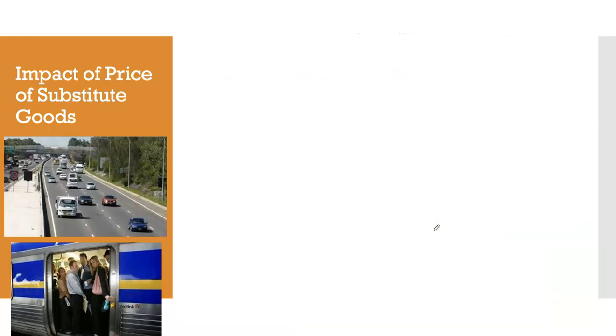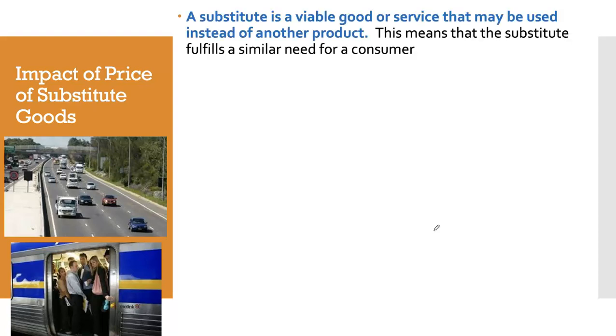The third factor that we're going to talk about is the impact of the price of substitute goods. A substitute is a viable good or service that might be used instead of another product. So this means that the substitute fulfills a similar need. For example, an example I used in a previous video is chocolate. As the price of chocolate goes up, you might start to consider substitutes. So a substitute of chocolate might be ice cream. They're both treats that you use to reward yourself.